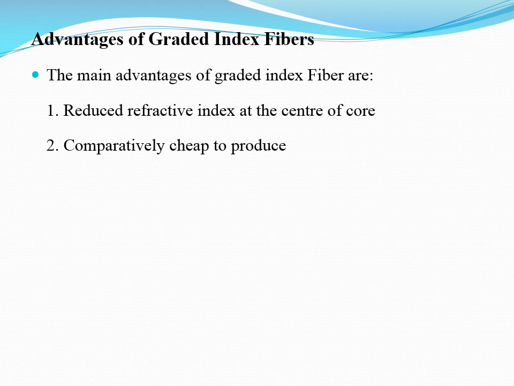Coming to the advantages of graded index fibers, the graded index fiber has two different advantages here. One is that it has a reduced refractive index at the center of the core. We can see that reduced refractive index at the center of the core, and comparatively it is very cheap to produce. So that is the advantage of using this particular fiber. It is very cheap to produce. So manufacturing of graded index fiber is very easy in comparison with the step index fiber.